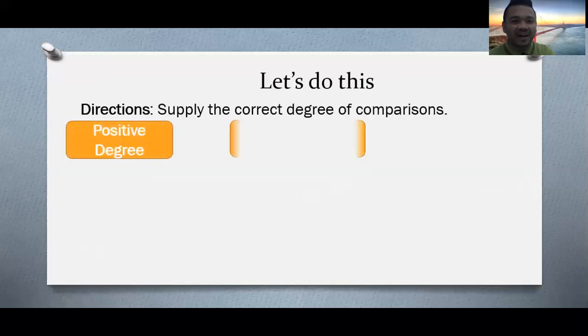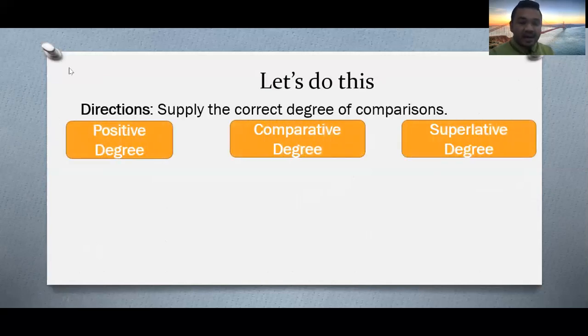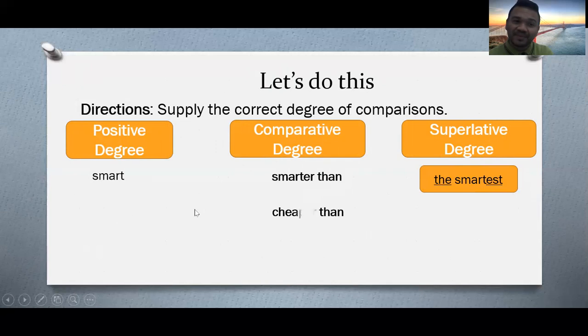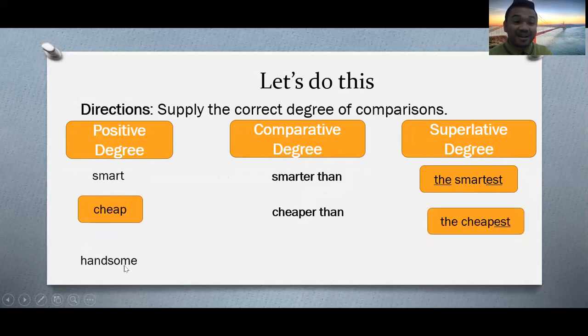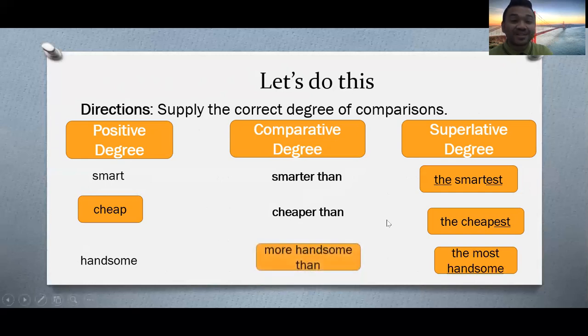Okay. Let's have some exercises. Supply the correct degree of comparisons of adjective. Positive degree, comparative degree, and superlative degree. Smart, smarter than, the smartest. Cheaper than, comparative. What's the positive? Cheap, very good. And the cheapest. Handsome, superlative degree. It's handsome too. So it's the most handsome. And comparative, more handsome than.